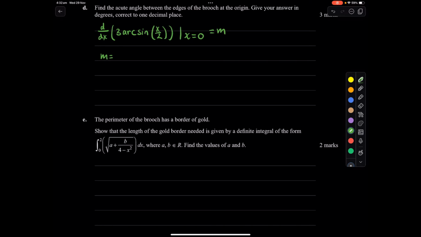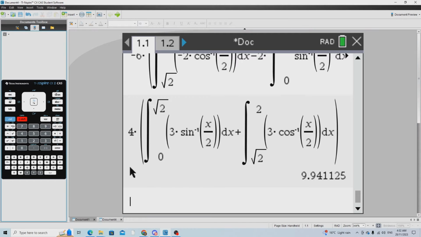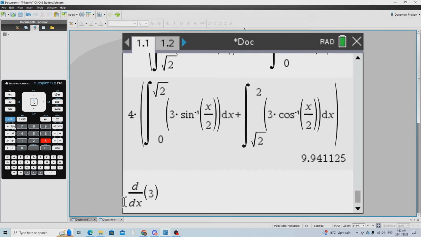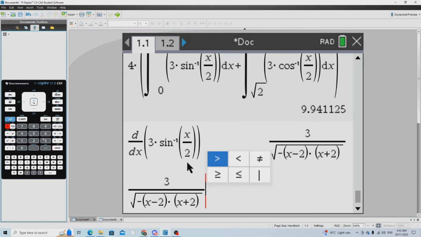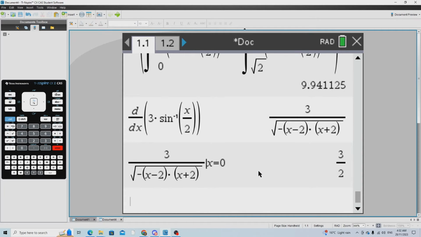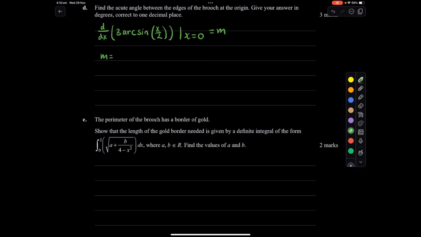Let's do that. So we're saying the derivative of 3 arc sine x over 2. And that gives us this. And we're saying that when x equals 0, it gives us 3 over 2. So our gradient is actually 3 over 2. So let's write that down. Now, we know that tan of theta is equal to the gradient. So we can say that tan inverse of 3 over 2 gives us theta, the angle between the horizontal.